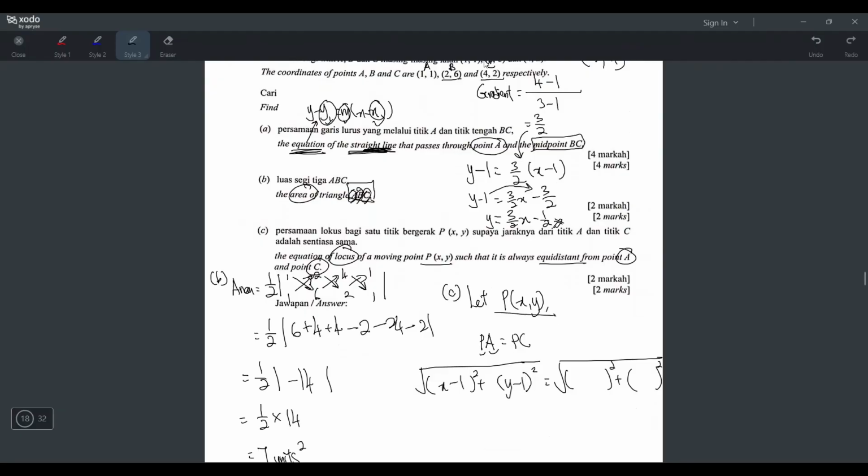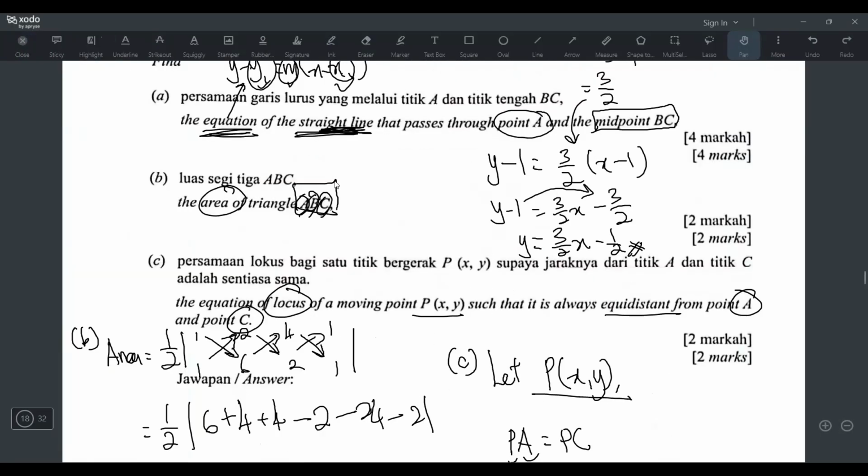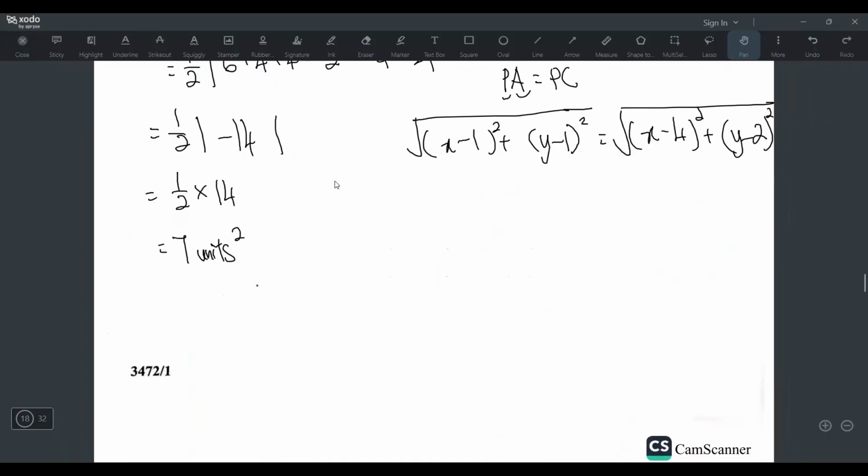So I'll look at point P and point C. So it will be x minus 4, y minus 2, like that. Okay, now we can just continue and keep going, and then eventually you'll get the answer. First of all, the square root here you can cancel them. You can basically cut the square root.